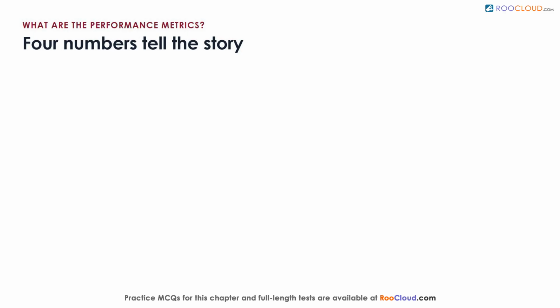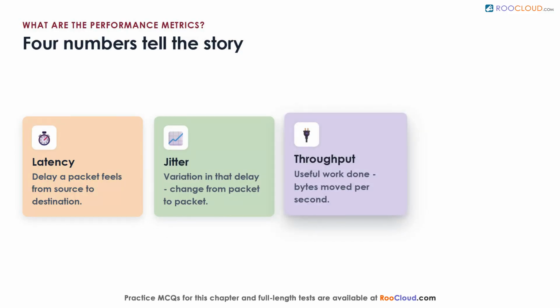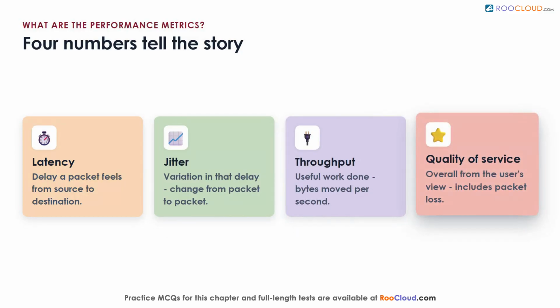So how do you measure network performance? 4 numbers tell the story. Latency, then jitter, then throughput, then quality of service. Latency is the delay a packet feels traveling from source to destination. Jitter is the variation in that delay, the change from one packet to the next. Throughput is the useful work done, the bytes moved per second. And quality of service is the overall performance from the user's point of view. It folds in latency, jitter, availability, and packet loss. Error counts and retransmissions get measured too.